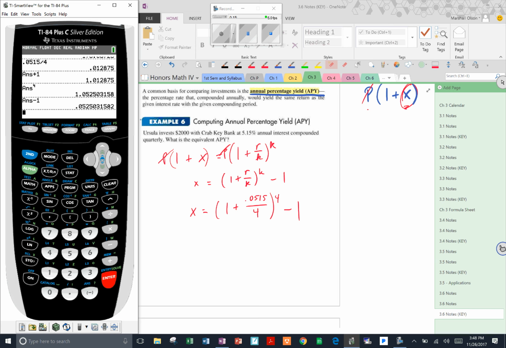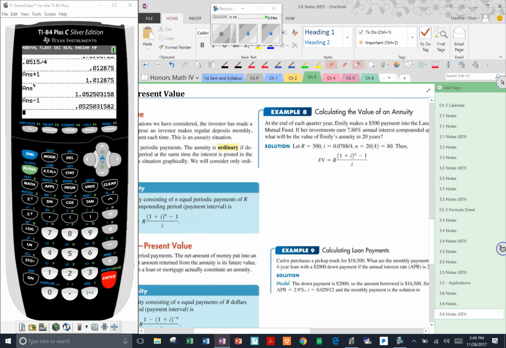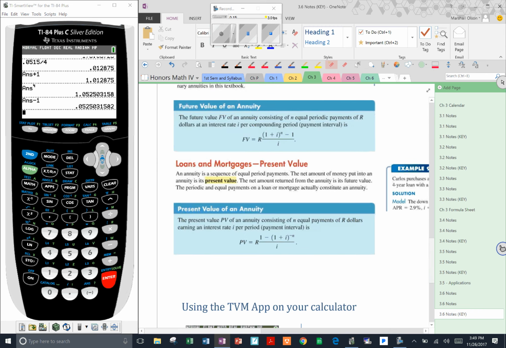And we get 0.0525. So that's what the annual percent would have to be if it were only compounded annually, instead of being compounded 4 times a year. So in other words, it would have to be a higher interest rate if it was only compounded annually. Because when you compound more times per year, a smaller interest rate can give you the same amount as if you were compounding annually.